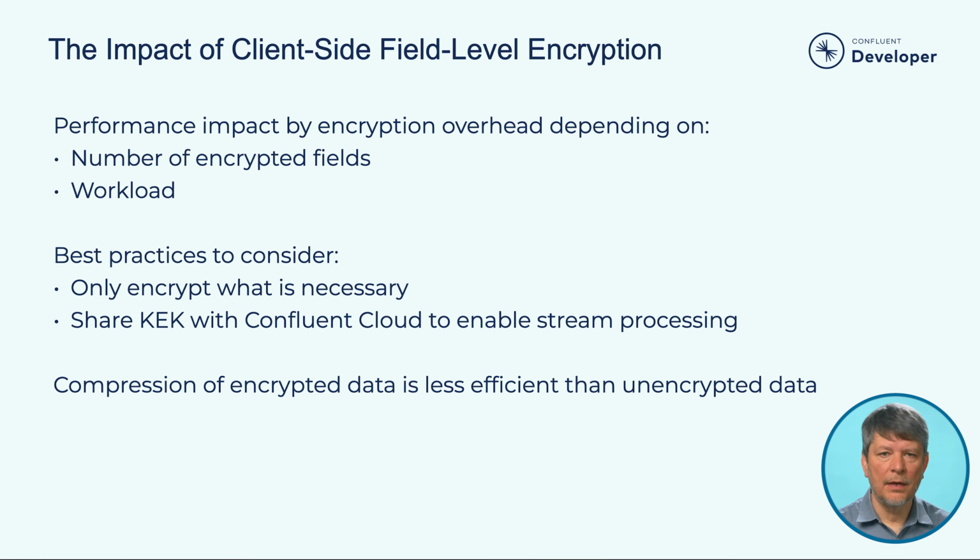For example, if Confluent Cloud doesn't see the location, the spend amount, and the vendor for a credit card transaction, running Flink fraud detection jobs is not possible either. And lastly, you should remember that compressing encrypted data is significantly less efficient than compressing unencrypted data. The impact of this very much depends on your workload.